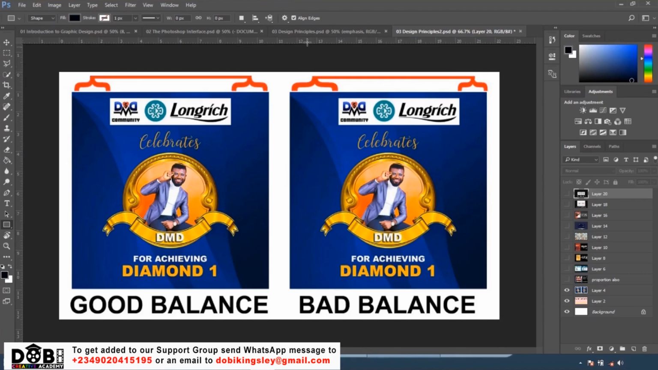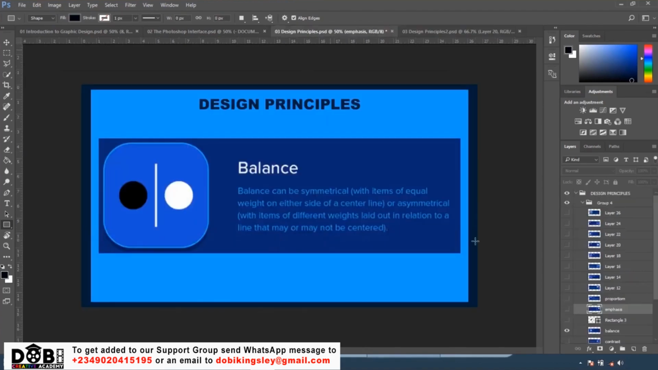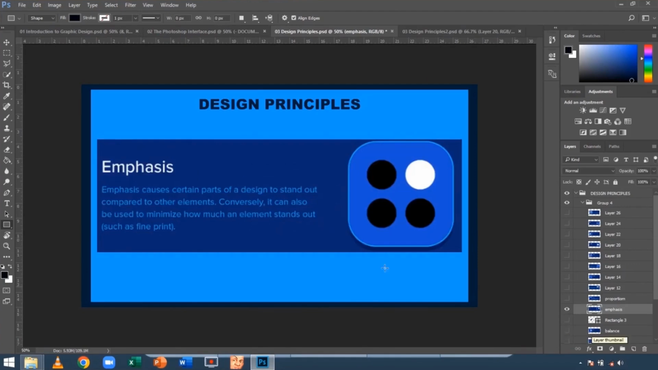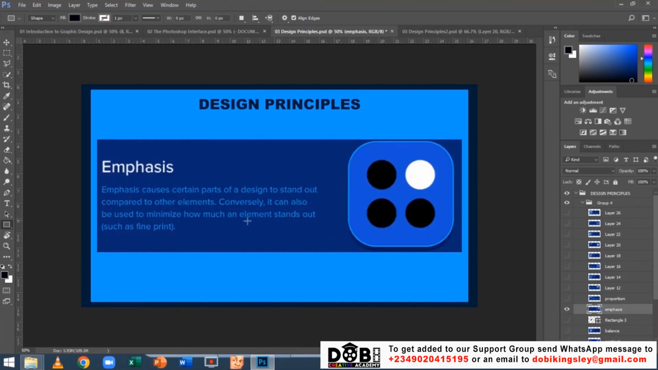So the next principle we're looking at would be emphasis. Emphasis generally just causes certain parts of a design to stand out compared to other elements. It can also be used to minimize how much an element stands out. Looking at this now, you can easily see that the white circle is emphasized there. Why? Because it's standing out.